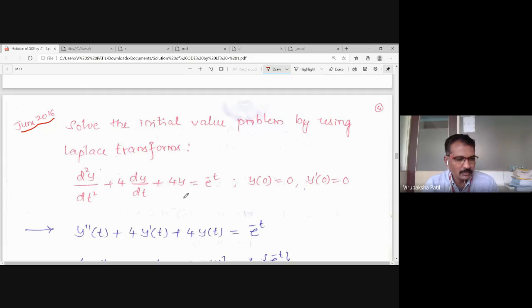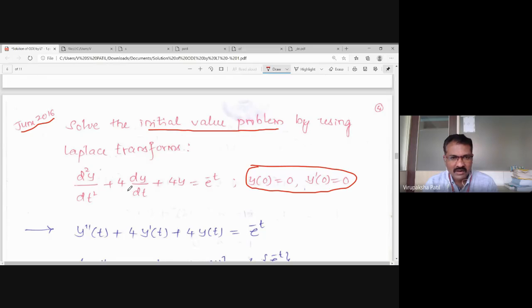Okay, let us solve the initial value problem by using Laplace transforms. I told you why it is called an initial value problem, that is IVP, because of these given conditions. If these conditions are not given, you can simply treat this as a linear differential equation of second order.